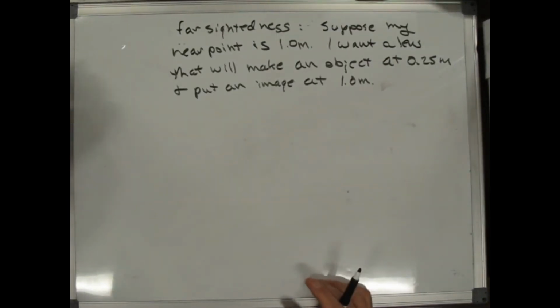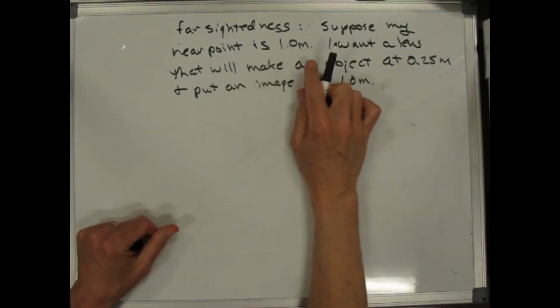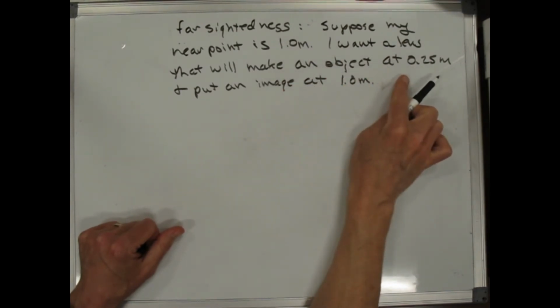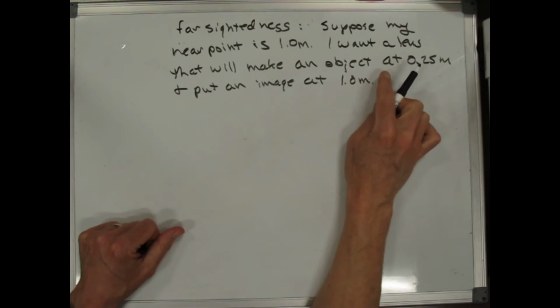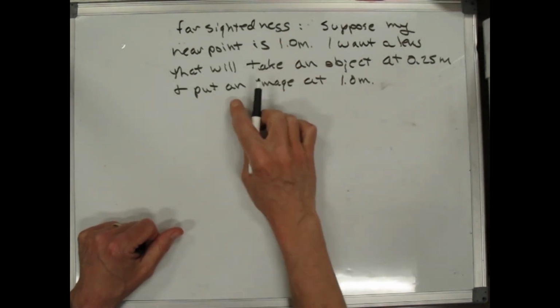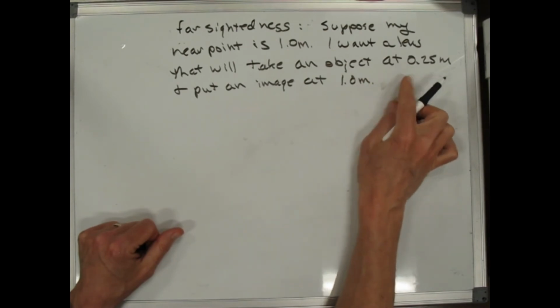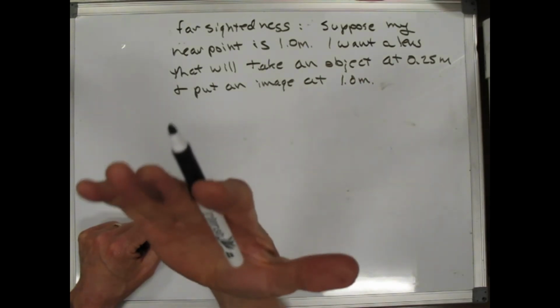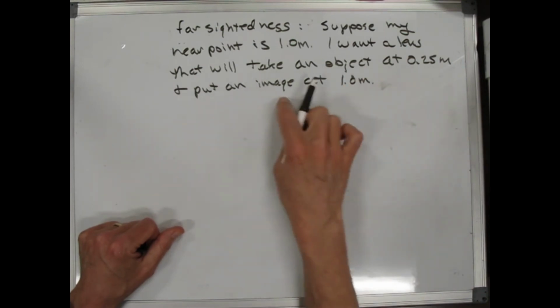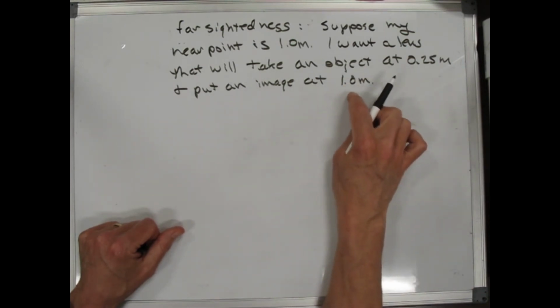So let's talk farsightedness now. Suppose my near point is 1.0 meters. I want a lens that will take an object at 0.25 meters, at a normal near point, like I'm reading a book in front of my face, and put an image at 1 meter, because this is the position where my eye can see.